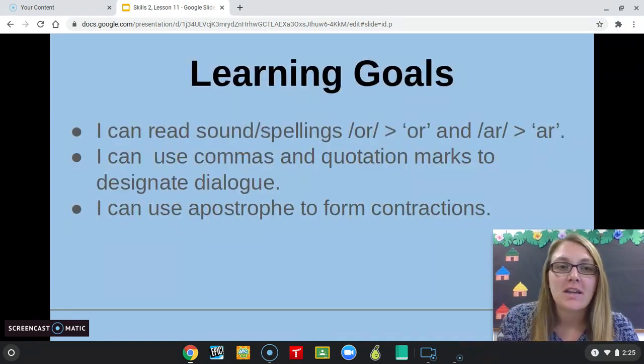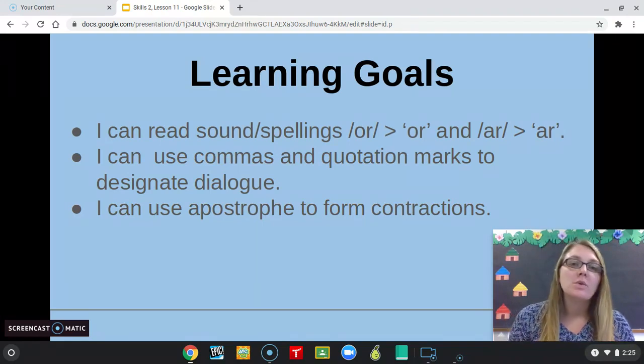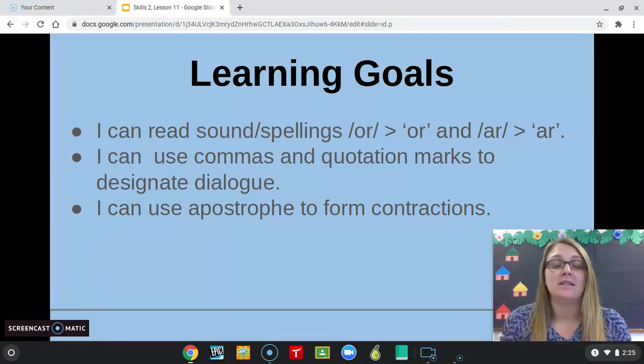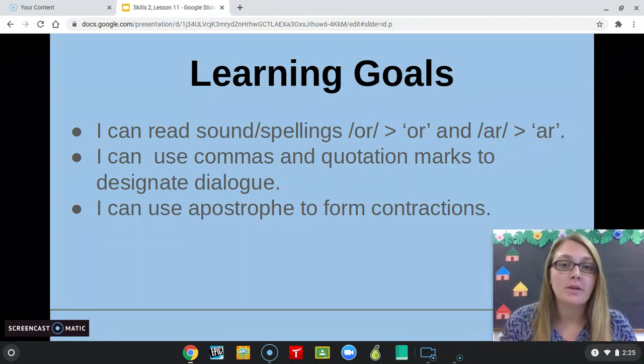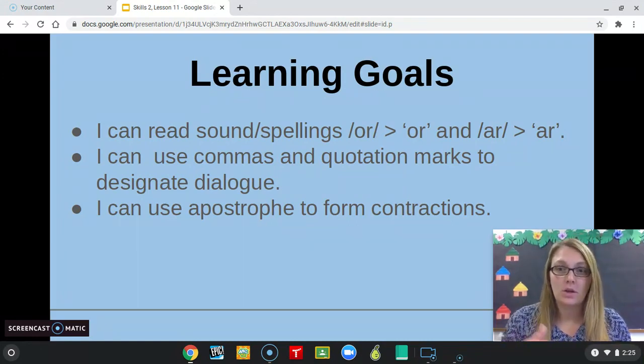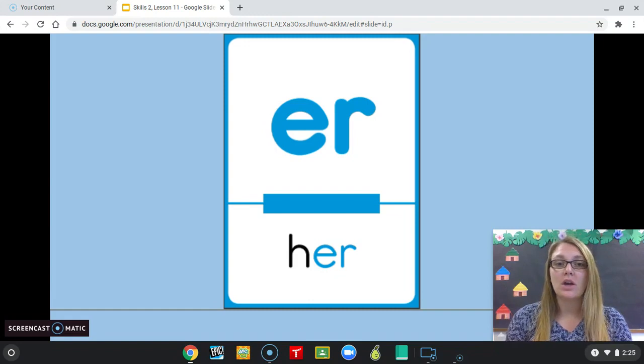Our goals for today: read the sound and spelling cards er and ar, use commas and quotation marks to designate dialogue, which is when people are speaking in text, and use apostrophes to form contractions, like we reviewed in the last lesson. Okay, first we have er like in the word her, E-R. Say it with me. Good job.